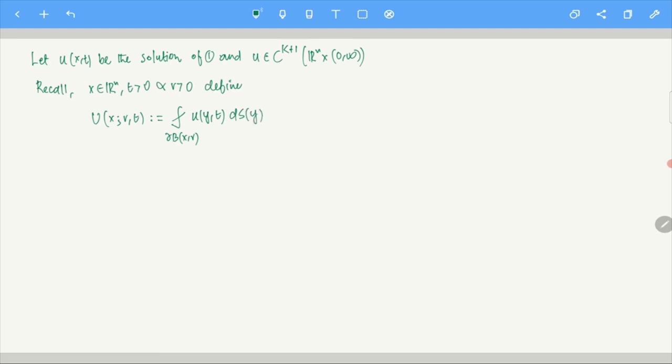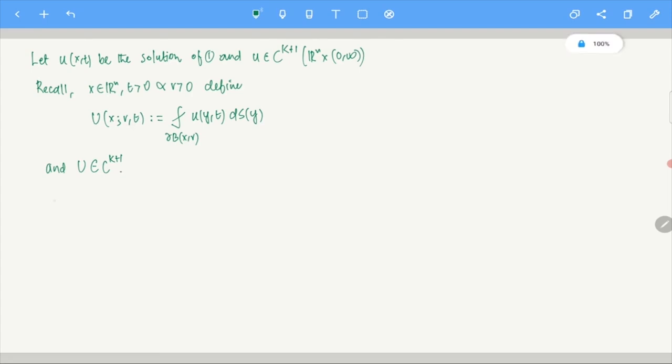Essentially this is the average of u over the sphere ∂B(x, r). We looked at this last week. And of course, capital U is definitely in C^(k+1); it is in fact in C^(k+2). But with respect to r and t, you can see that it is C^(k+1). So that is always there.